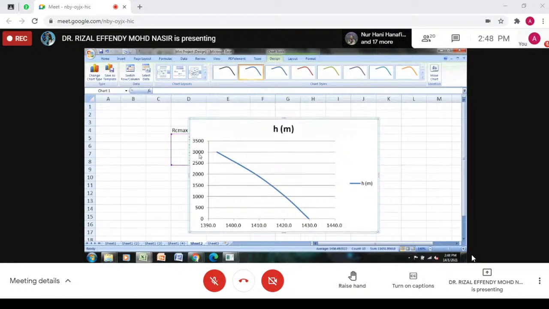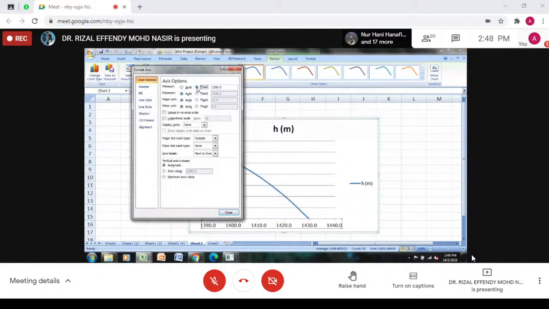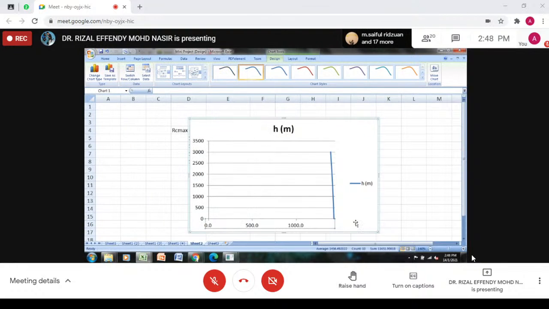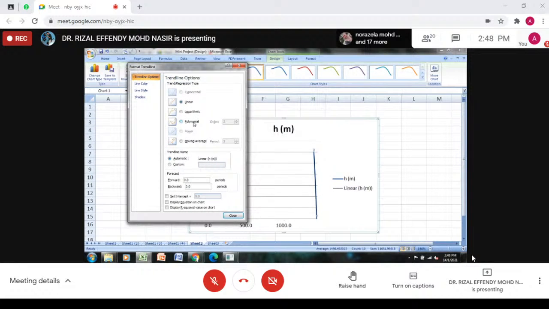Okay. So, altitude. This is rate of climb. Now, you want to start from 0 and you want to go maximum to 1,400. Ni kita tak fix auto. Okay. So this one. See, ini kalau kita buat trend line. Okay. Linear. Display equation on chart.